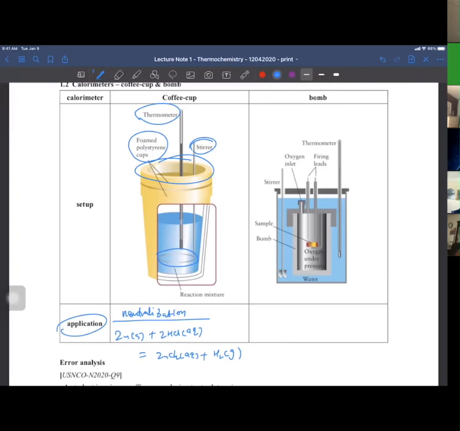Or I can give you one more example. So let's say you have methane, which is a gas. We burn it in the oxygen gas, and then it produces carbon dioxide and water gas, and then we balance it to here. How about these 2 reactions? Can we still use the coffee cup calorimeter to measure the heat for reactions like this?